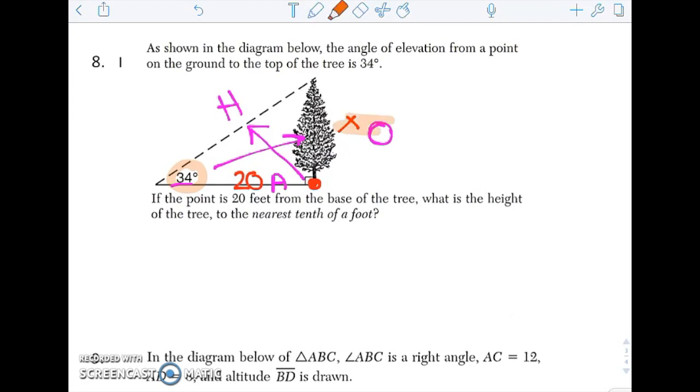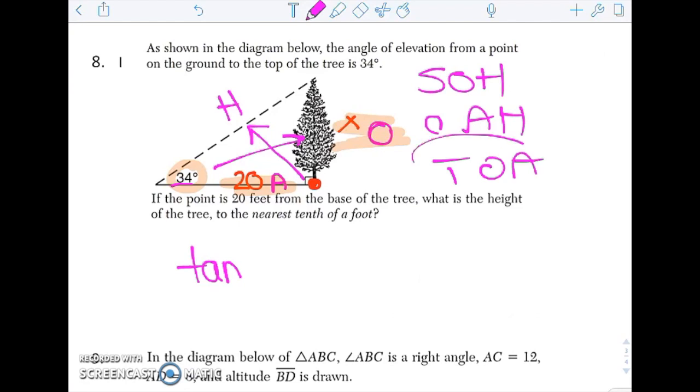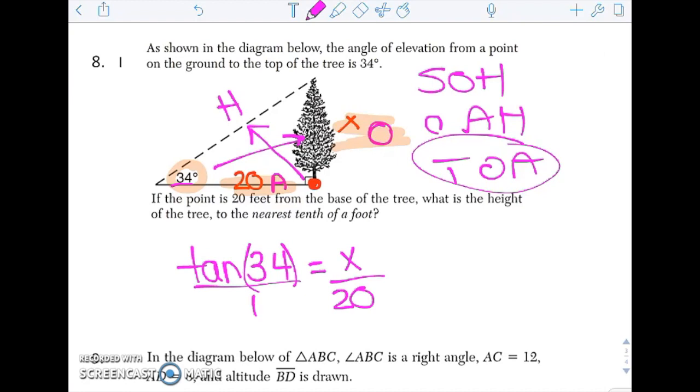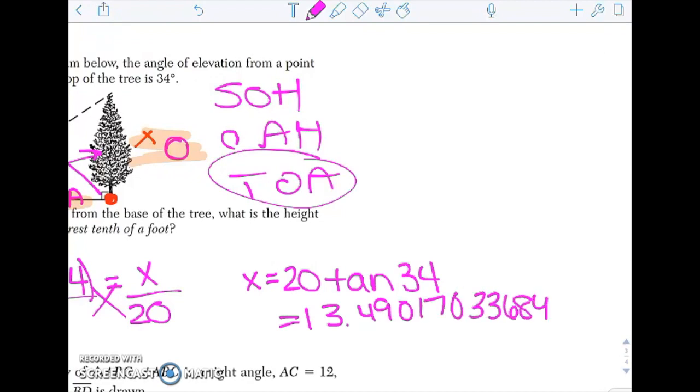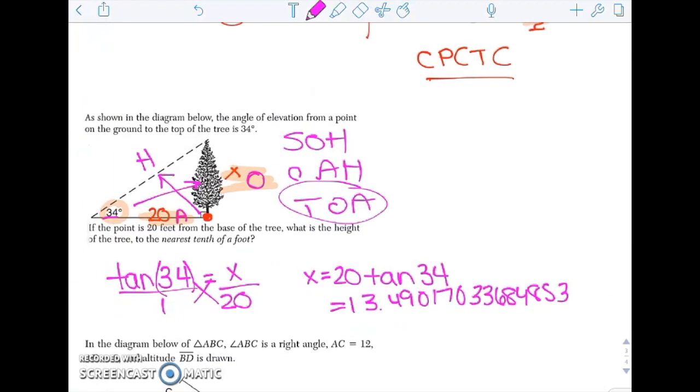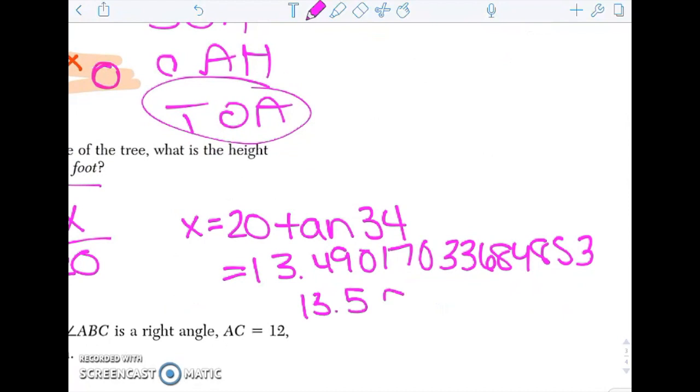So I know here that I have the opposite and the adjacent. So that tells me to use tan because SOH CAH TOA. TOA is the one with opposite and adjacent. So tangent of the angle equals the opposite over the adjacent. I'm going to put that over 1 and cross multiply. X equals 20 tan 34. And then I'm just going to put that in my calculator. And that gives me 13.490170336848853. Notice rounding says nearest tenth, so this is 13.5 feet.